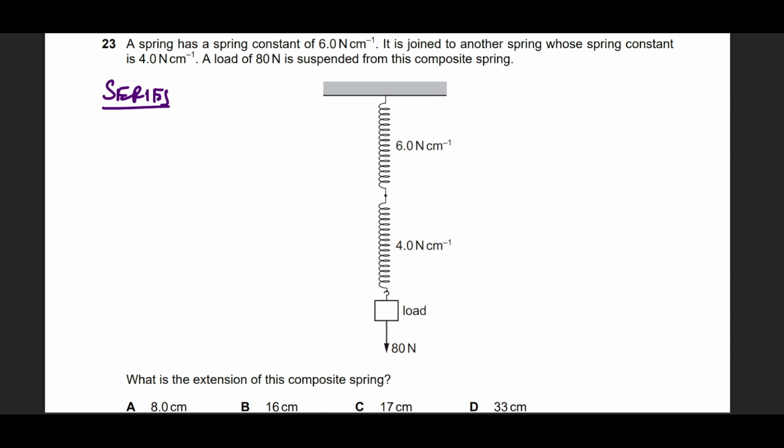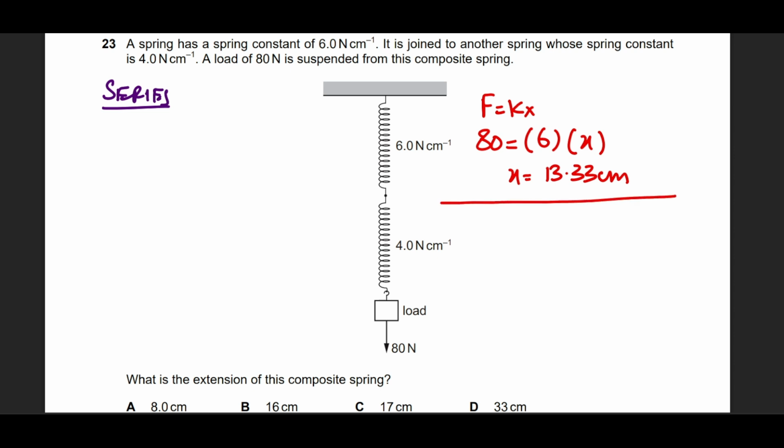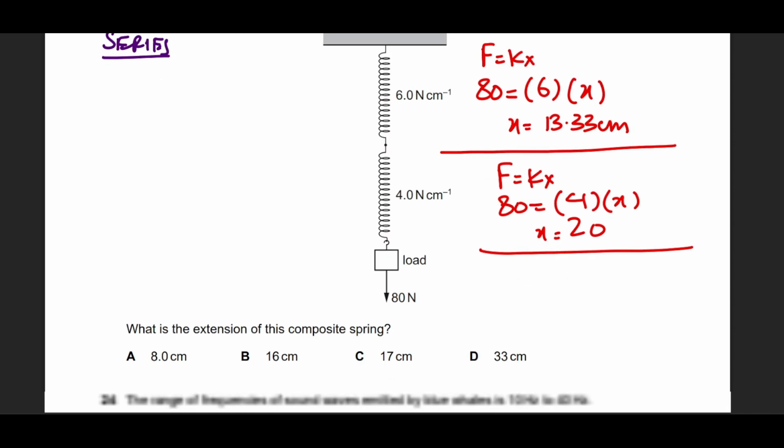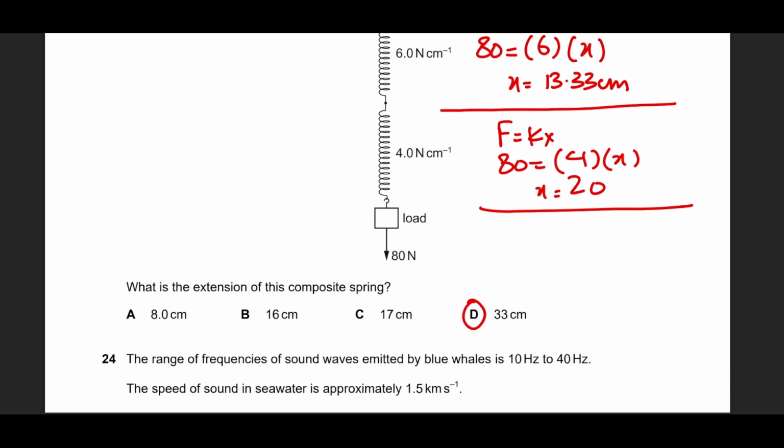So in order for us to find the extensions individually, we can just use Hooke's law, which is F equals kx. So 80 newtons of force experienced by 6 newton per centimeter at x, x comes out as 13.33 centimeters. This is the first extension. The second one, F equals kx, would be again 80 newtons, spring constant 4, into extension is what we want to find out, x comes out as 20. When you add them together, this comes out as 20 plus 13.3, which is going to be 33 centimeters.